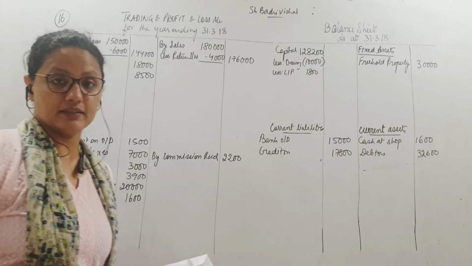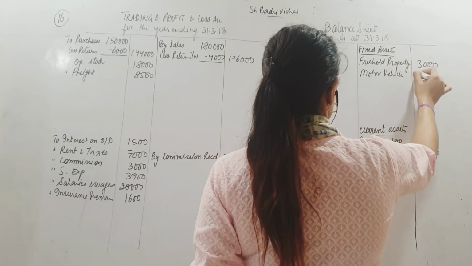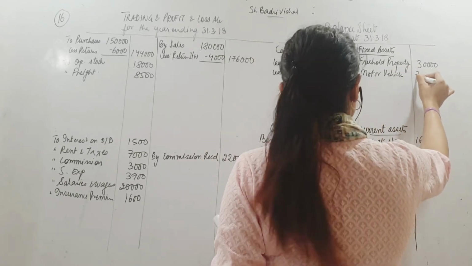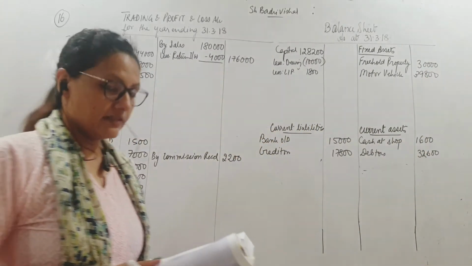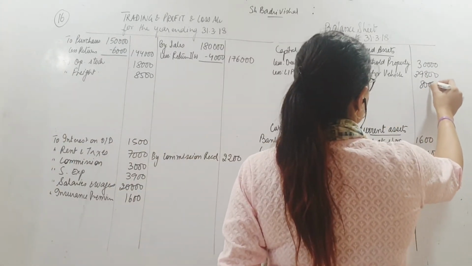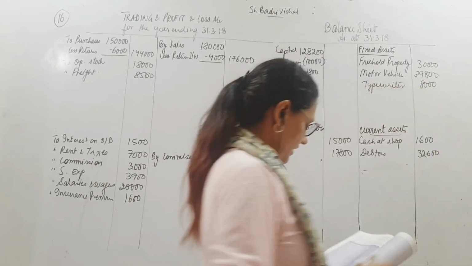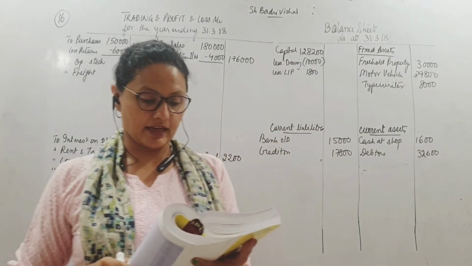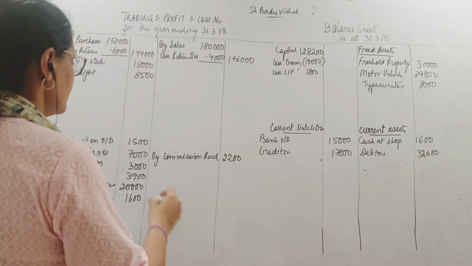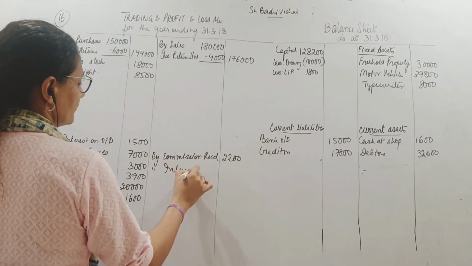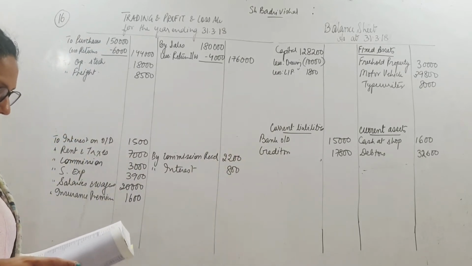Motor vehicle, fixed asset, stays with us for a long term. Motor vehicle, 39,800. Then typewriter again, fixed asset, typewriter, it's an equipment for us. Then we have interest on the credit side. Interest again can be income expense. Credit mein diya matlab income. Okay, you have to take care of this. Interest is 800. Fine. Then you have carriage inward, carriage outward.